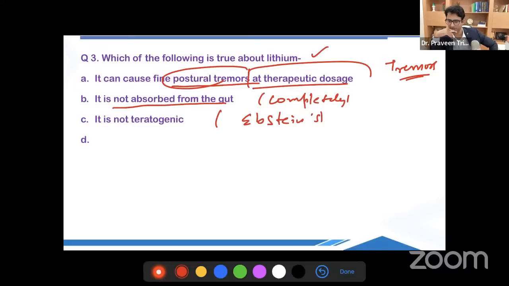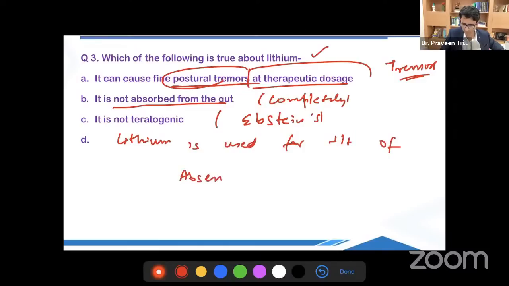Okay, I think you guys are having a parallel discussion at the same time. Lithium is also used for treatment of absence seizures. Okay, fair enough. Thanks a lot. But the best answer, of course, remains that it can cause fine postural tremors. And I know it's just a recall session, but if somebody asks you what is the drug of choice for that postural tremor, it would be propranolol.